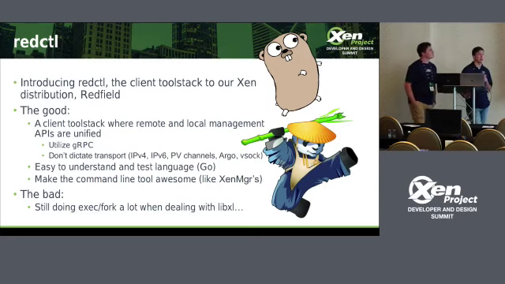We're utilizing gRPC, which makes it nice as far as code generation. If you want to talk across different languages, that's pretty easy to do, so you can generate your code. If you want to talk to the API in C++ or something like that, it'll generate the bindings for you, and you can talk directly to the API without having to write a lot of boilerplate code. We don't dictate transport, so you can use IPv4, IPv6, you can do it over PV channels, Argo, now that that's been merged into master, that's probably something that we'll be targeting. And VSOCK is something that we've been looking at, potentially VSOCK plus Argo as an intermediary.